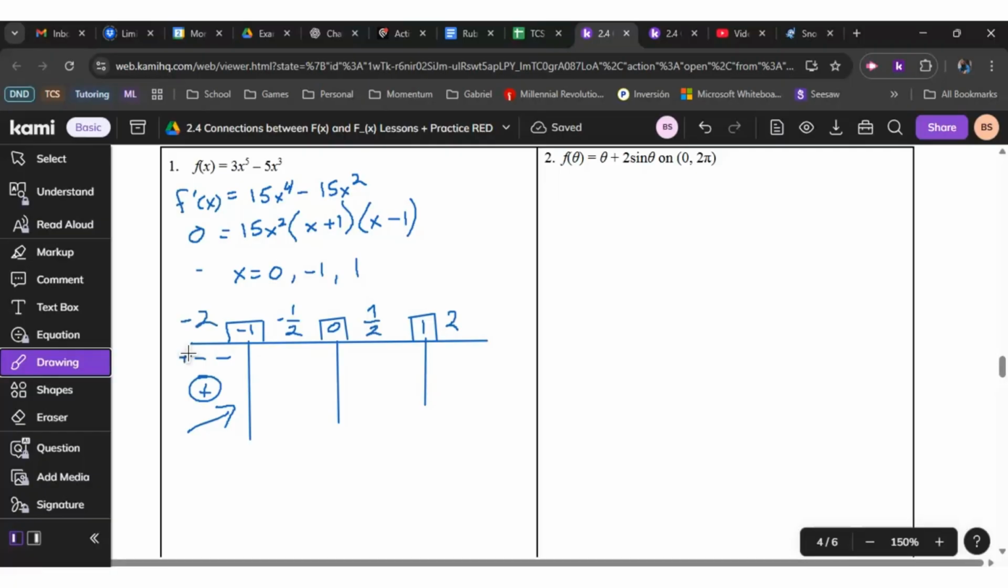Then I'm going to use negative 1/2. Anything squared is positive. Negative 1/2 plus 1, positive. Negative 1/2 minus 1, negative. Overall, it's negative, therefore it's decreasing.